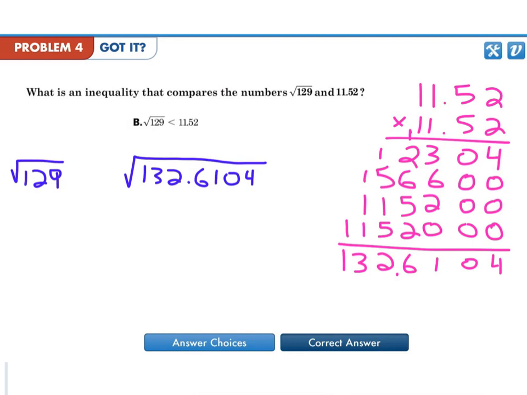All right. So what we're looking at here is I have done the math over here to square 11.52. 11.52 times 11.52, and I get this number. That means if I put that under the square root symbol, it'll be exactly this. Okay? Since 11.52 times 11.52 is 132.6104, then the square root of that will be the number 11.52. Now it's easy to compare. Which is bigger, 129 or 132.6104? And clearly that one's larger. So as you can see, we can write it like that.